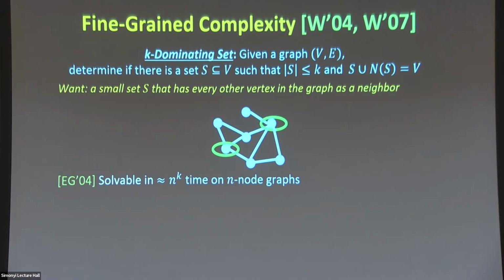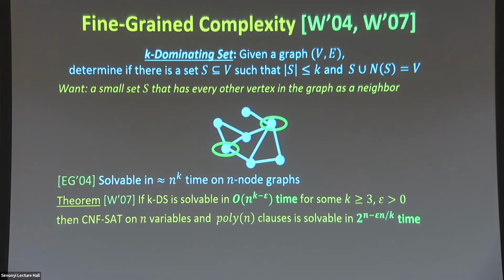The naive algorithm takes n to the k plus 1, so the exponent is k plus 1. Using some tricks you can get about n to the k time for this problem on n-node graphs. And I showed that if you could solve this problem even slightly faster than this n to the k time, then you would also have a faster algorithm for CNF SAT.